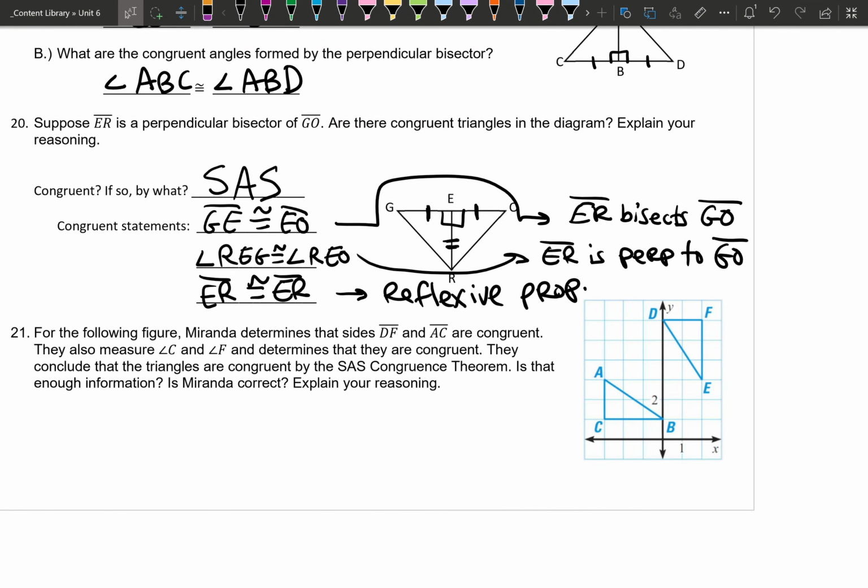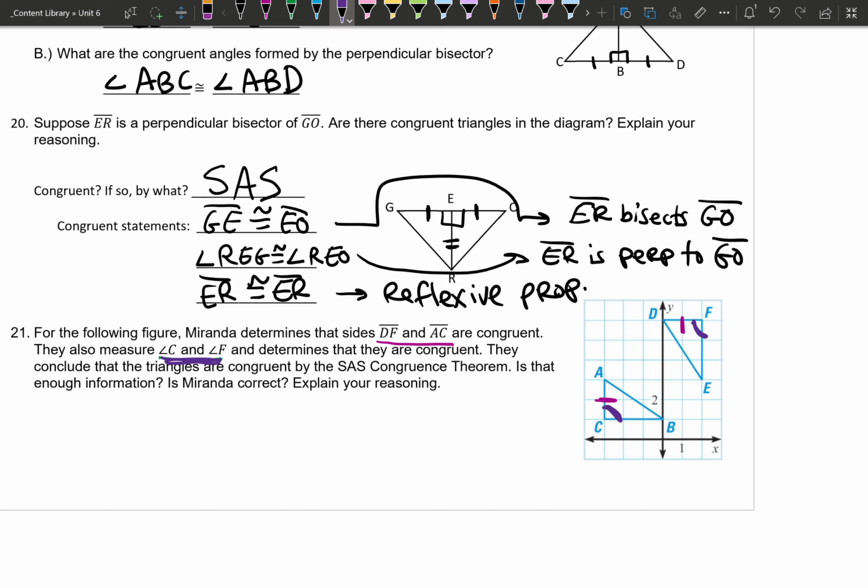In the figure, Miranda determines that DF and AC are congruent. Let's mark that immediately. DF and AC. They also measure angle C and angle F and determine that those are congruent. Let's mark it. I should not use green on a green picture. Angle C and angle F. Now notice how I'm using the arches, and in number 20 I use the boxes? Well, in number 20 I have right angles. That's why they're boxes. In 21, I just know that Miranda measured those angles. I don't know what the measures are, so I'm using an arch.